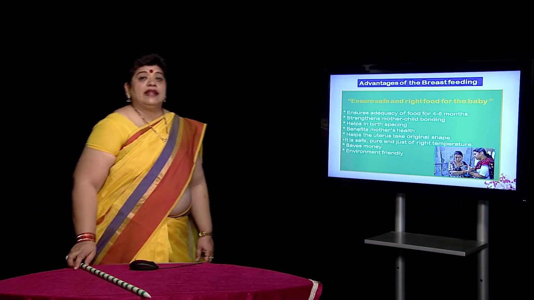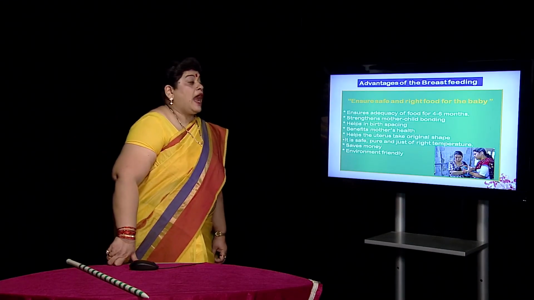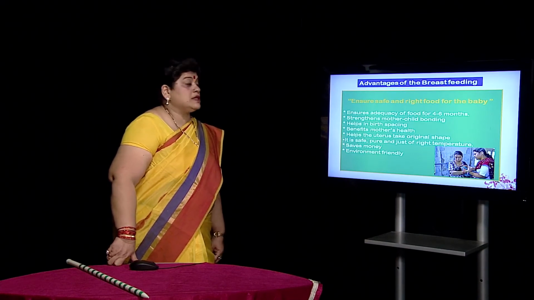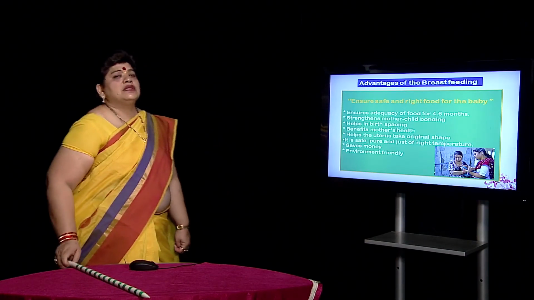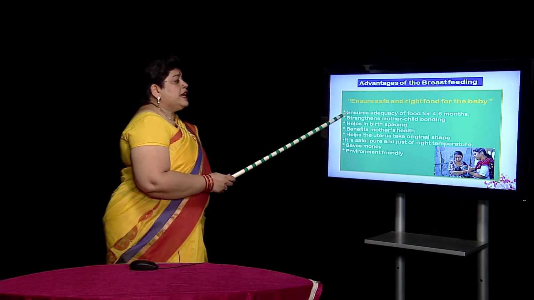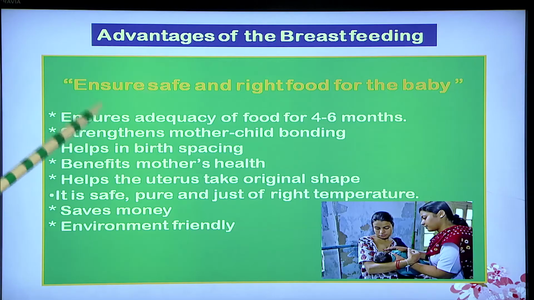We have been talking about breastfeeding and the importance of giving mother's milk to the baby because it has several advantages. That is, it ensures adequacy of food for 4 to 6 months. Baby will get good food intake, good food supply for 4 to 6 months. It strengthens the mother-child bonding. It helps in developing a very strong relationship between the mother and the child. It helps in birth spacing, benefits the mother's health, and helps the uterus to take back its original shape.